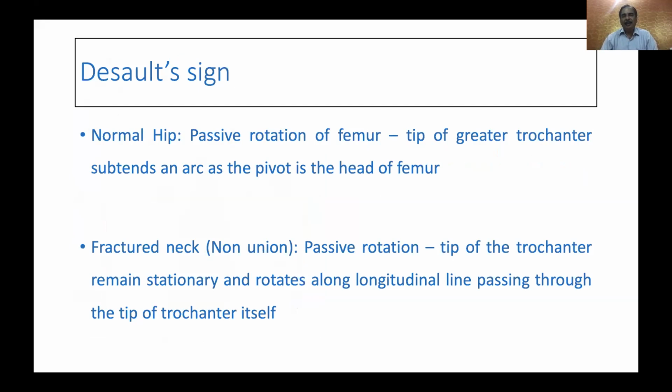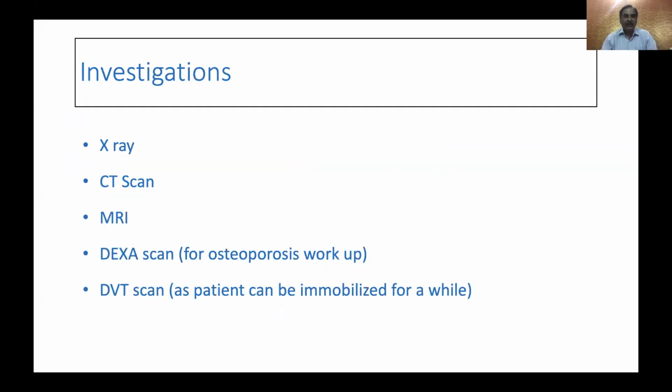if the femoral neck is intact, the rotation will occur at the pivot around the hip joint. So the trochanter will rise from the bed. On the other hand, if there's a fractured neck femur and you rotate, it will just rotate along an axis passing through the neck. The investigations include the X-ray, CT scan, MRI, DEXA scan for osteoporosis workup, and the DVT scan, as the patient can be immobilized for a while.